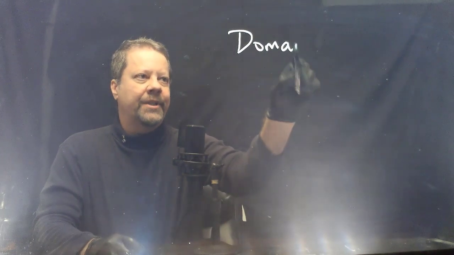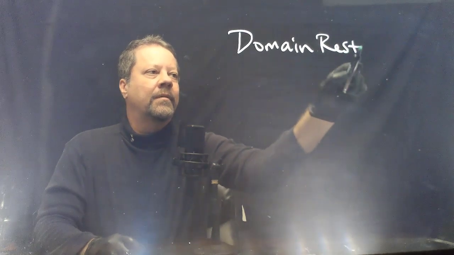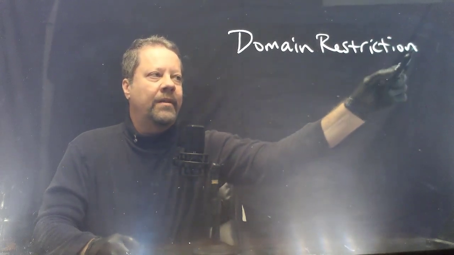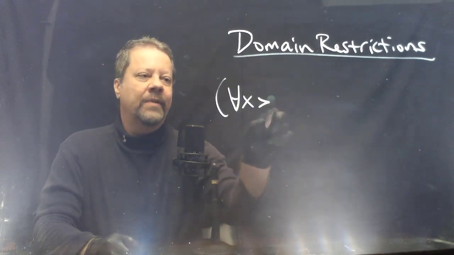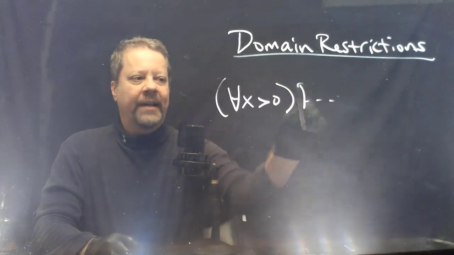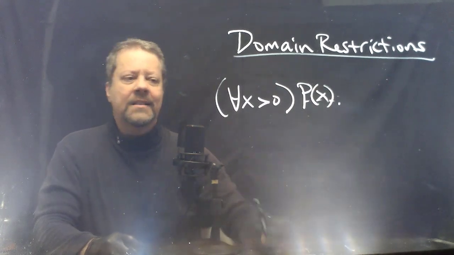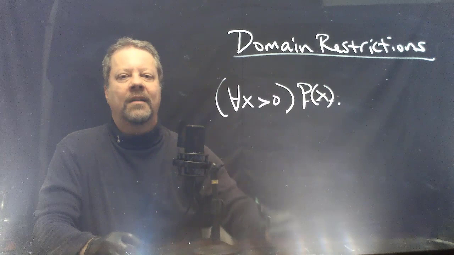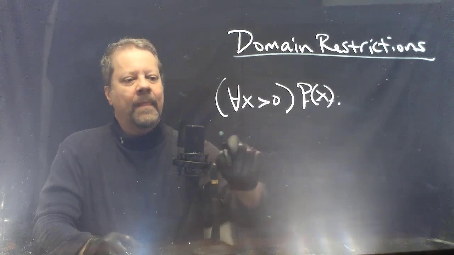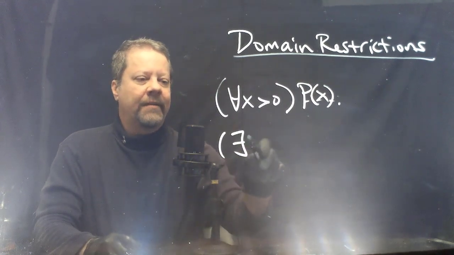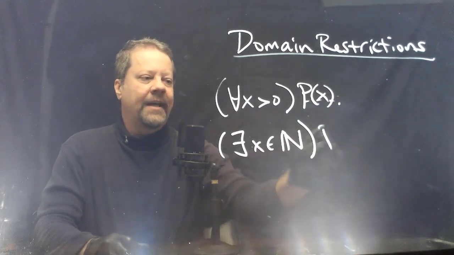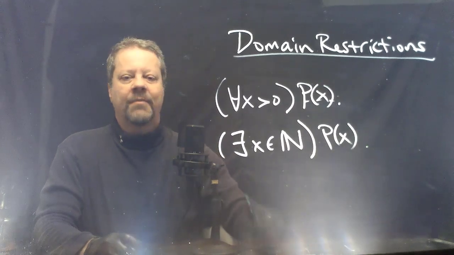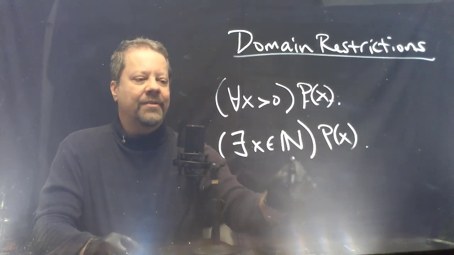We often express the domain restrictions along with the quantifier. So for instance, if I want to say for all x greater than 0, some predicate is true, I'll state that domain restriction right there along with the quantifier. How about there exists x in the set of natural numbers such that p of x. So I'm restricting my domain here to the set of natural numbers.